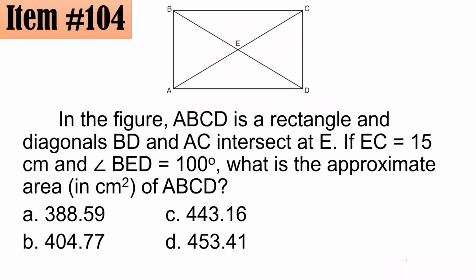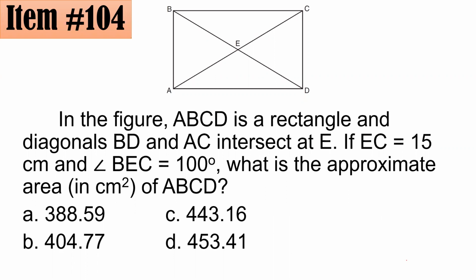104. So this should be BEC, okay? In the figure, ABCD is a rectangle and diagonals BD and AC intersect at E. If EC equals 15 cm and angle θ equals 100 degrees, what is the approximate area in cm squared of ABCD? Which of A, B, C, or D did you answer? Is your answer, I mean? Sir Chad, Ma'am Basket, Sir Crispin's answer is letter C.